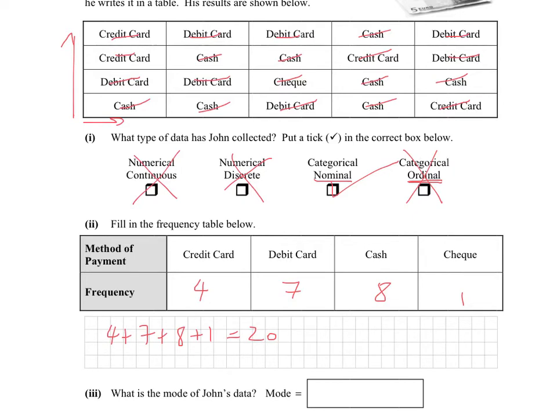Moving on, what's the mode of John's data? Well, the mode is the one that appears most frequently. In this case, it's going to be cash.